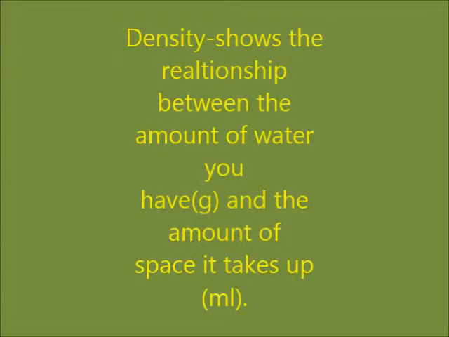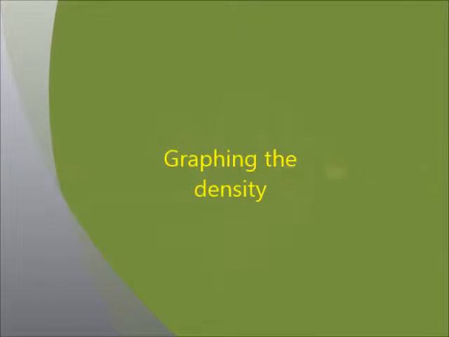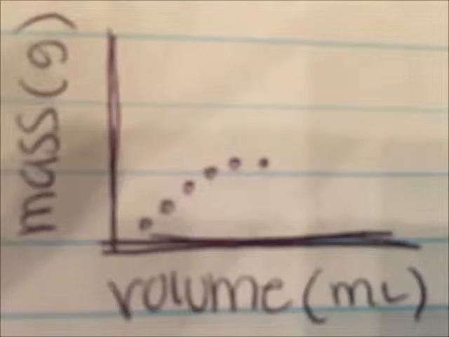up in milliliters. When graphing, it is important to have your labeling correct. Your volume will be your independent value on your x-axis, and the mass will be your dependent value on your y-axis. Your density will be your slope.